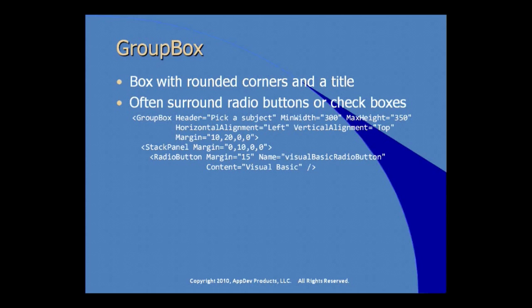Now in Windows Forms, when you use a group box and then place radio buttons or checkboxes inside it, there's some sense of ownership between the group box and the radio buttons and checkboxes. In XAML, it's really more of a visual element. The radio buttons don't literally belong to the group box. The group box is really more of a border.